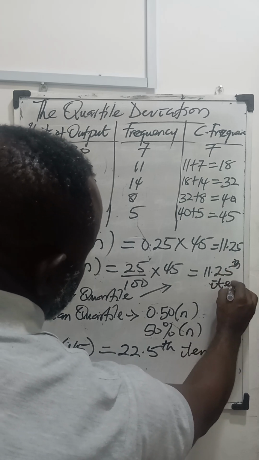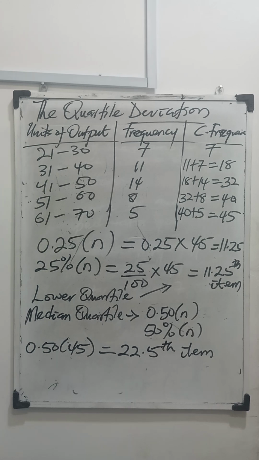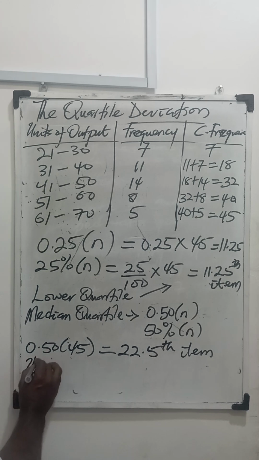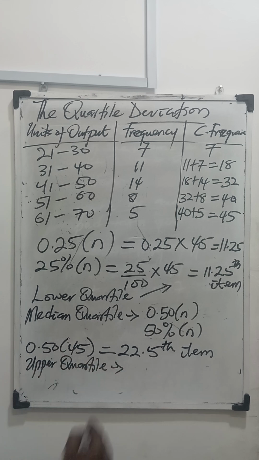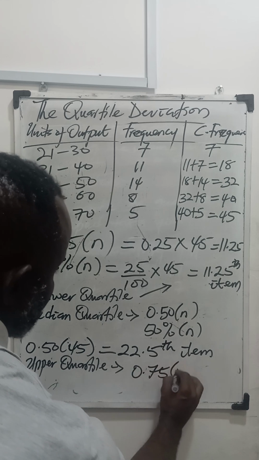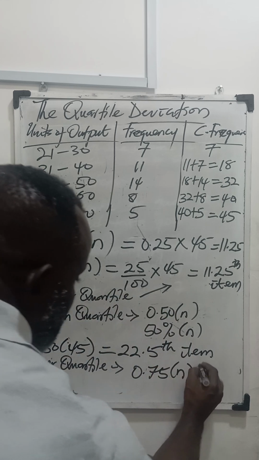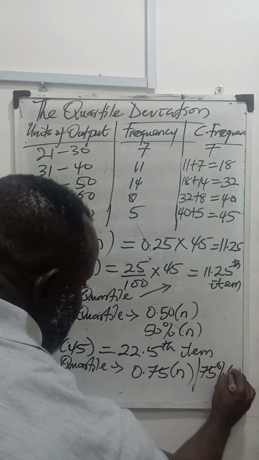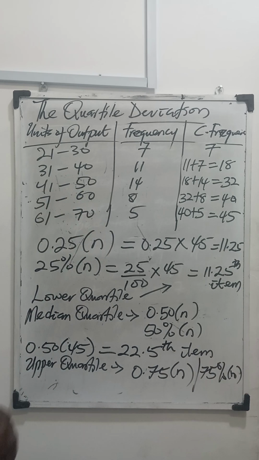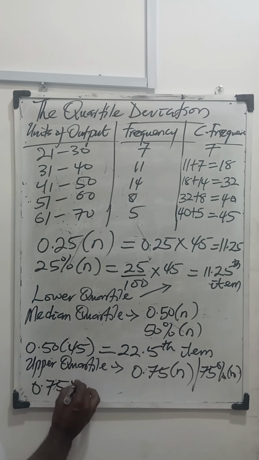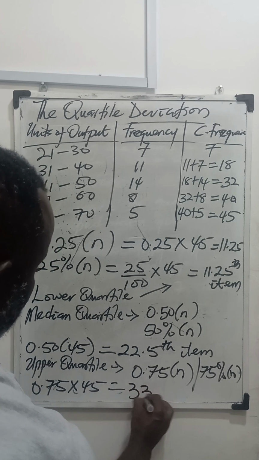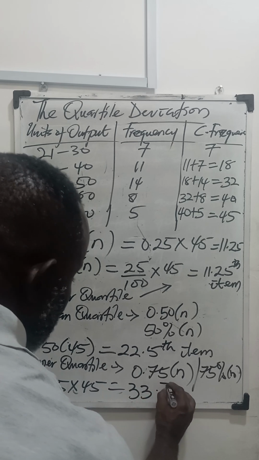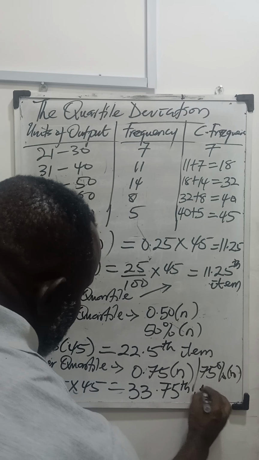Okay, so then for the upper quartile, you have 0.75 N, or the other way around, 75% N. Which will give you 0.75 times 45. If you multiply 0.75 by 45, the result is going to be 33.75 item.